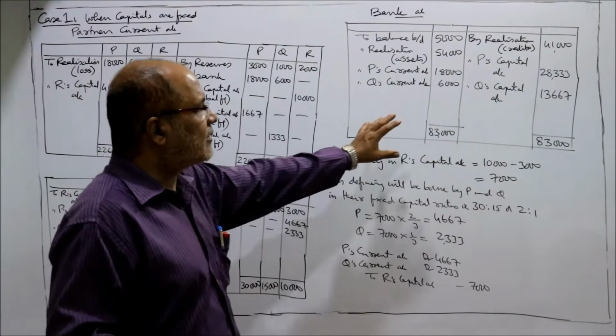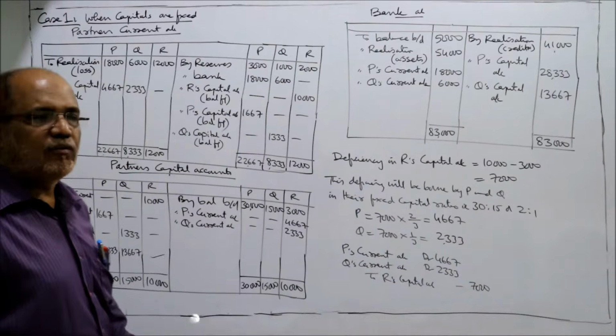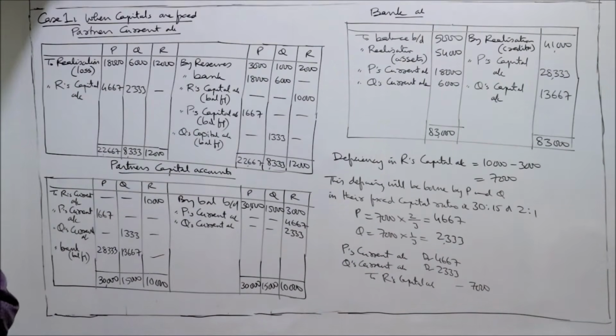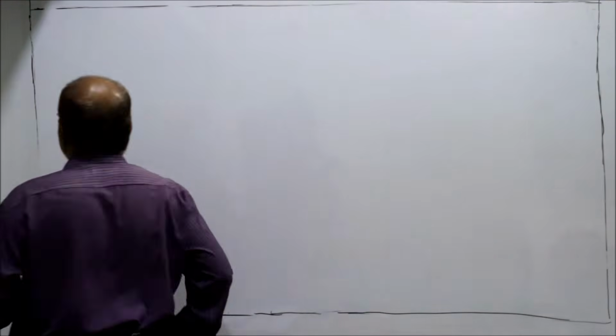If we make any mistake, these amounts would not come, and this account would not tally. So when the bank account is tallying, that means we have correctly closed all the accounts. This is case 1 where partners' capitals are fixed. Now we have to take the second case where partners' capitals are fluctuating. Case 2.